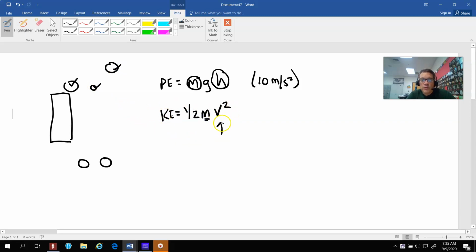Because the velocity component is squared, the velocity actually usually causes a greater change in the kinetic energy than the mass does. So these are our two formulas for that. We need to take those into consideration when we're doing our calculations.